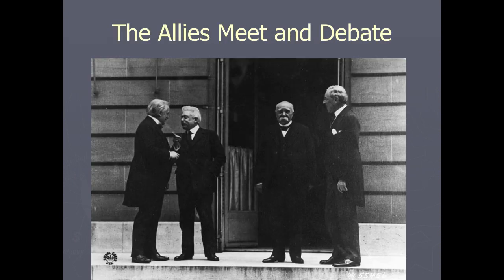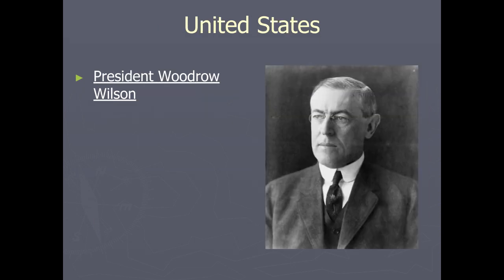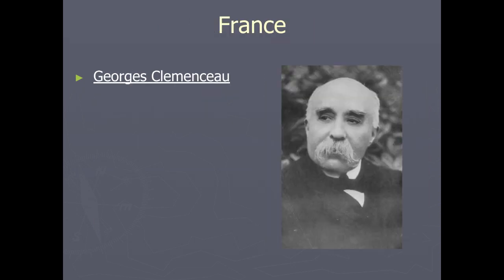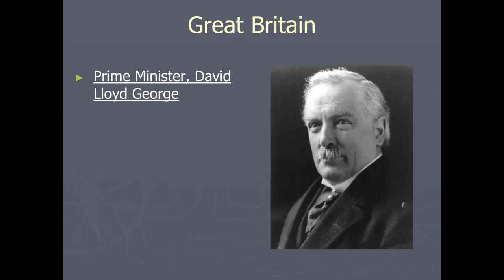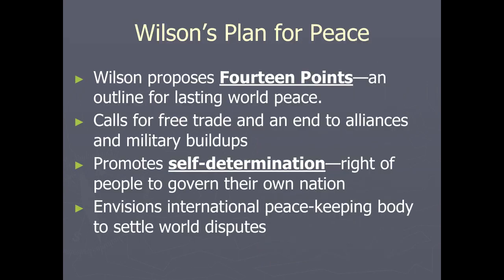Now, what you see here are the big four. These are the leaders of the four major victorious countries, and they are President Woodrow Wilson of the United States, Georges Clemenceau from France, David Lloyd George from Britain, and Vittorio Orlando from Italy. Really, it's the big three, but Vittorio Orlando gets added in there because Italy's role is limited, but they do get a presence because, one, I think Eurocentrism, and two, because the Allies had promised Italy a whole bunch of stuff for entering the war after the war actually started.